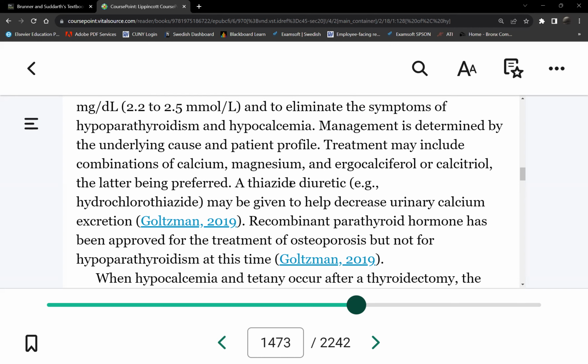Then we've got thiazide diuretics. Remember, what did we not give in hyper? We gave loop diuretics, right? So here we can give thiazide, because what will thiazide do? Cause the kidneys to reabsorb calcium. So this will do the opposite of loop diuretics.